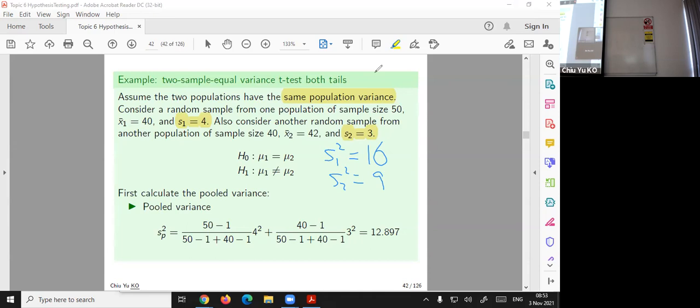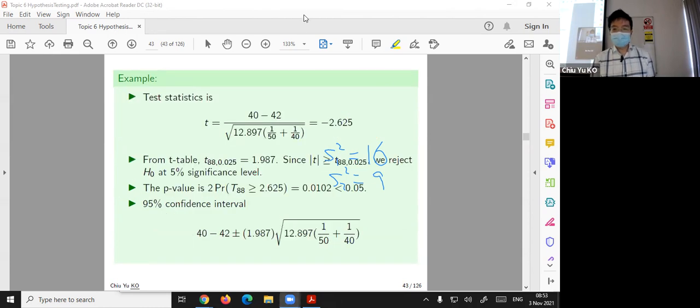Now, this is our estimate for sigma, a better estimate for sigma. So everything actually is very straightforward, right? It's very straightforward.